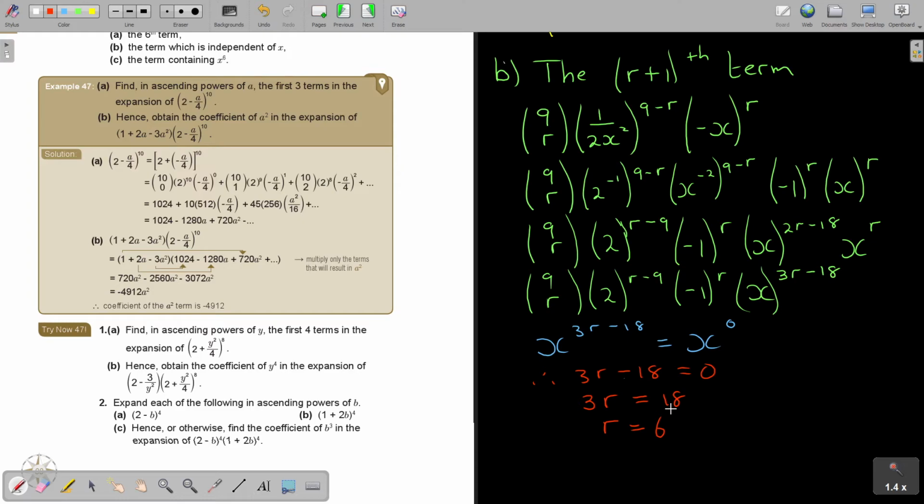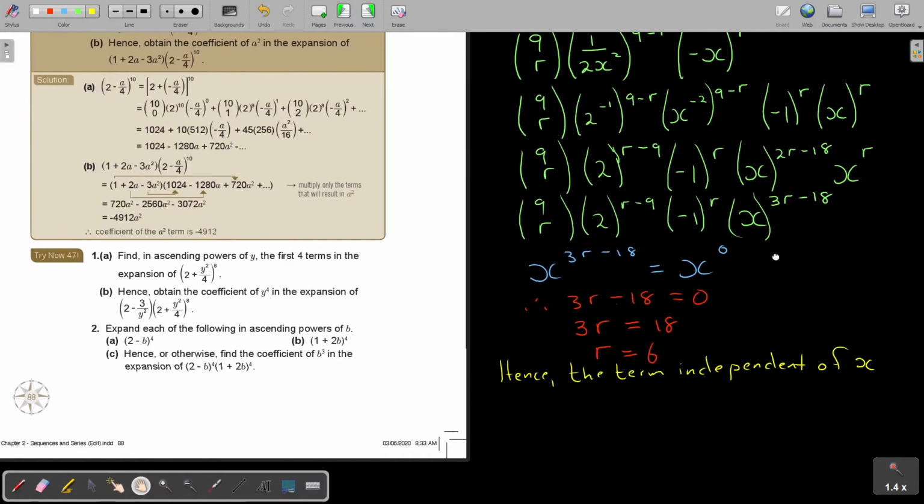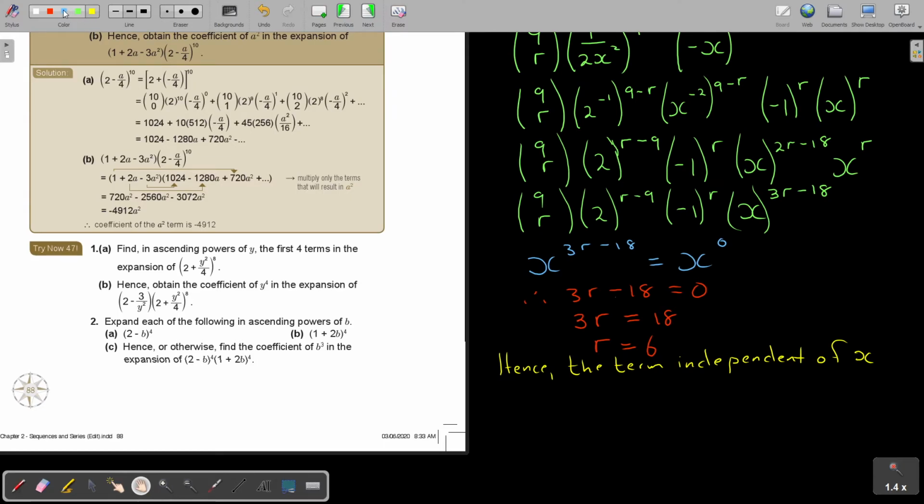Okay. So now I'm going to say hence the term independent of x will now be, and now I'm just going to move it up. I'm going to put now 6. So I'm going to say 9 over 6, 9 over 6. And I can just now use this statement. Do you see? So I'm going to basically put it there.